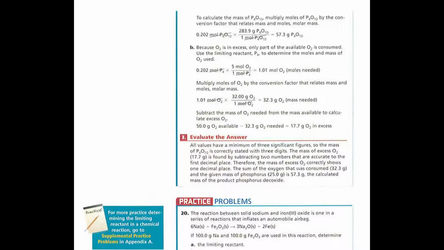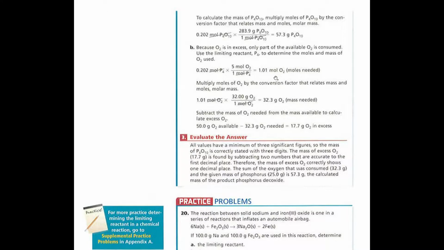Question B said, though, what's the mass of our excess reactant? Well, we already found out that O2 was our excess reactant. So that means only part of the oxygen is being used. There's going to be extra left over. So we're still concerned with how much we're using based off of P4 because P4 is our limiting reactant. It's the thing that determines the rest of the problems. So if 0.202 moles of P4 is used, how many moles of O2 are used?